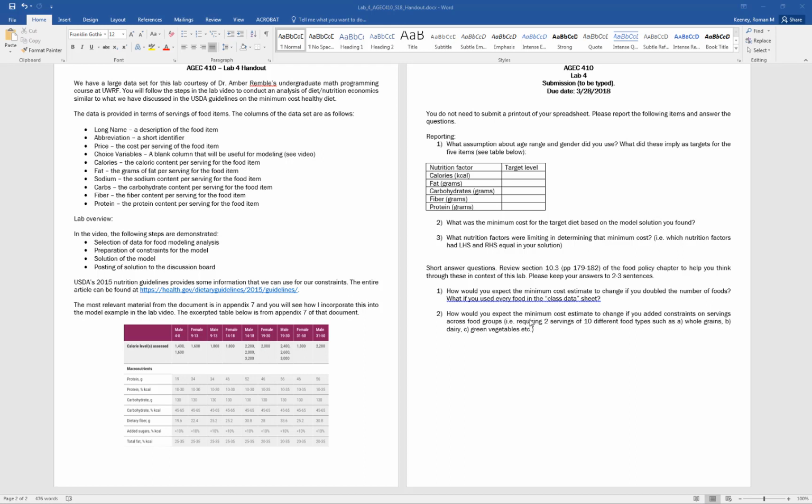And then the second thing, how do you expect the minimum cost to change if you added constraints on servings across food groups? So instead of saying five servings of macaroni and cheese per day, no food is going to be consumed more than 2 times, right? So no more than 2 servings of any one food. How do you expect those to cause changes?